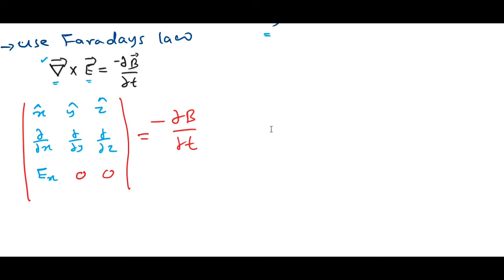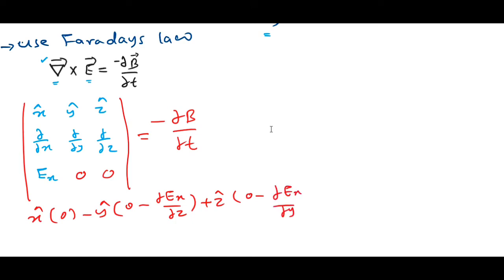Then what will be the result? x cap times (dou by dou y of 0 minus 0), minus y cap times (0 minus dou Ex by dou z), plus z cap times (0 minus dou Ex by dou y). The right hand side is as it is, minus dou B by dou t.